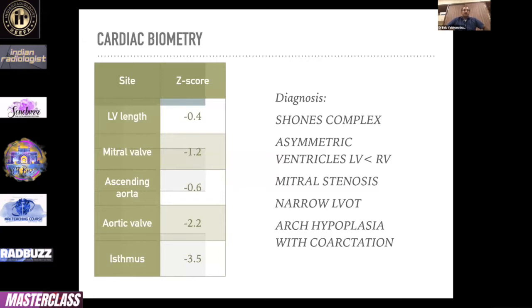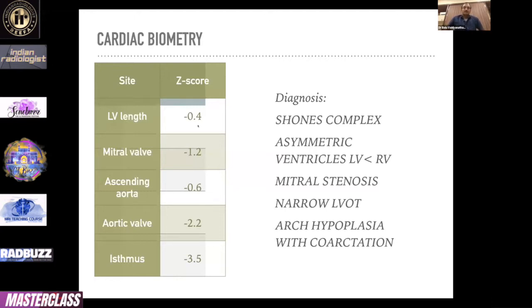Shone's complex typically has a small left ventricle, asymmetric ventricles, but look at the Z-score here. The LV Z-score is minus 0.4, which is almost normal. Dr. Alpana said the median is 0, so minus 0.4 is just a little bit small. The mitral valve also is minus 1.2. Ascending aorta is nearly normal. The aortic valve looks small, but the aortic isthmus is quite small.